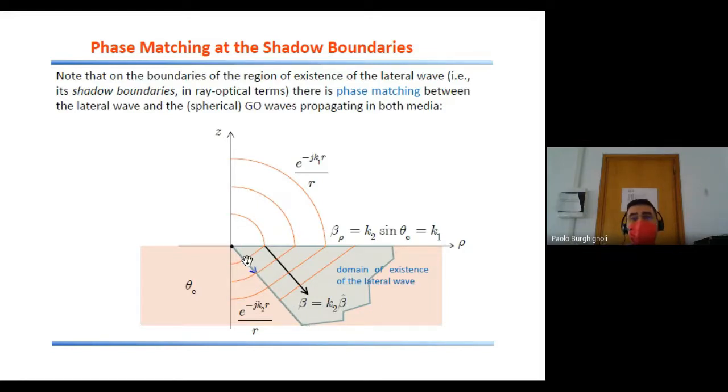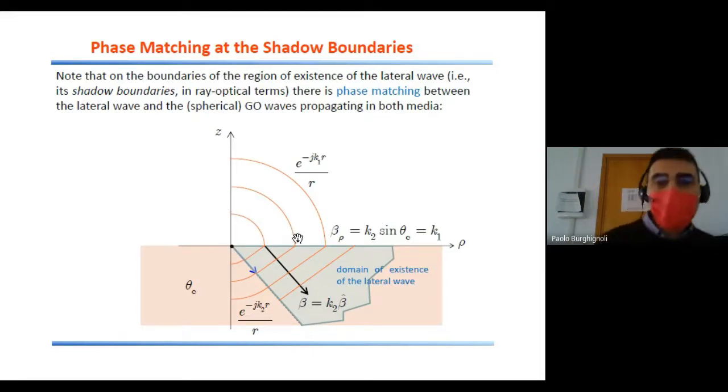Now, inside this domain of existence, the wavefronts are linear, at least in this cross-section. So that's the lateral wave that propagates with a real phase vector, beta, that is given by k2 times a unit vector, whose component, of course, along the rho direction is given by k2 times the sine of the critical angle. So it propagates along the rho direction exactly with a wave number equal to the upper wave number. So this means that there is phase matching with the wavefronts of the spherical wave, that is the wave that is directly emitted by the source in the upper medium, as you can see in this figure.